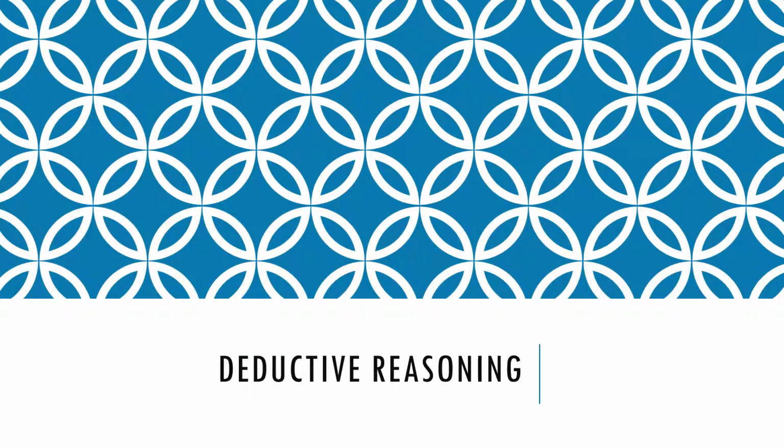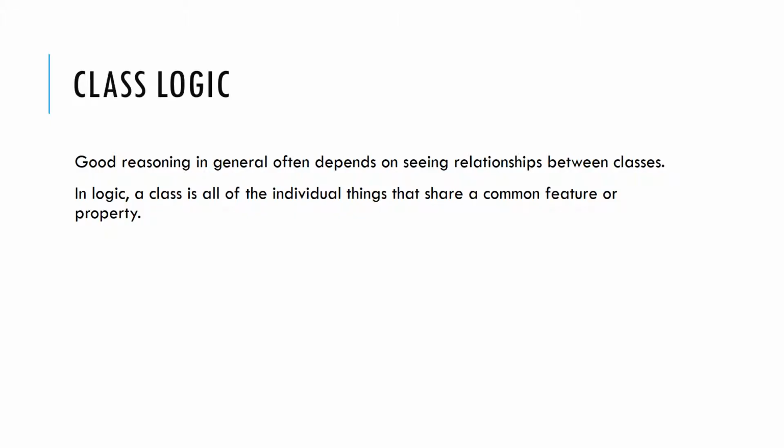So now that we have a broad overview of the differences between deductive and inductive reasoning, let's look more specifically at each case. We'll start with deductive reasoning. So let's take a look at the idea of a class. Good reasoning in general often depends on seeing relationships between classes. And in logic, a class is all of the individual things that share a common feature or property. For example, all of you are students. That's one class. Some of you are male and some of you are female. Those are two different classes.